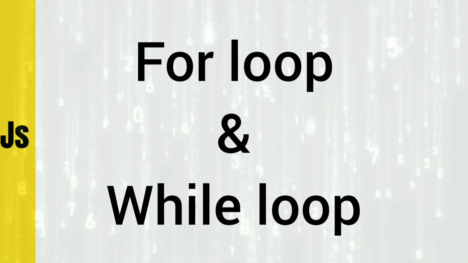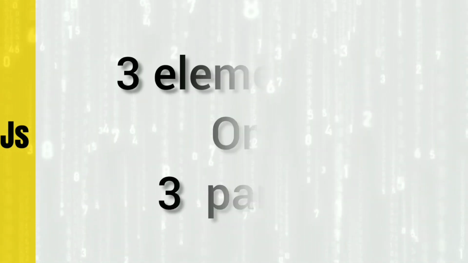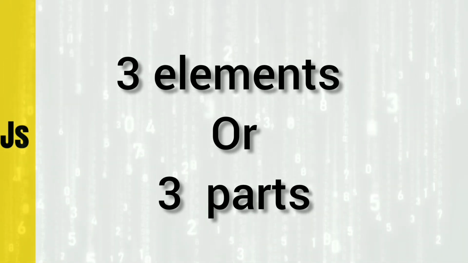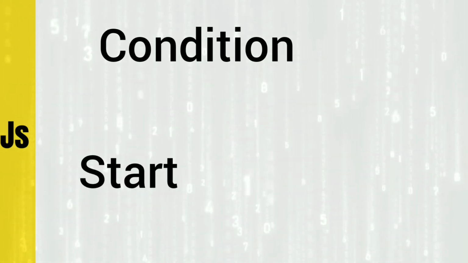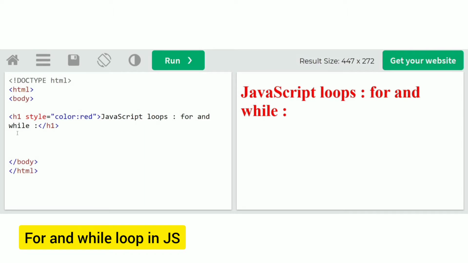Okay, talking about syntax, you will see it in the example, but I want to mention that it's so important to have three elements when you want to do the while or for loop. You should have the condition, you should have the start point, and you should have the iteration. Okay, so let's see the example and I'll explain the three elements that I said.